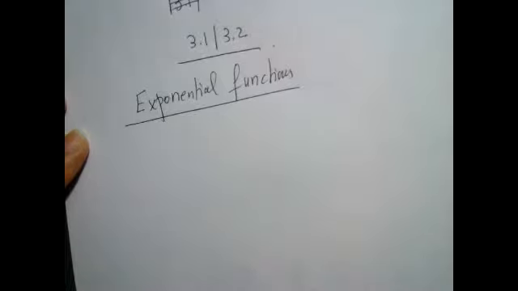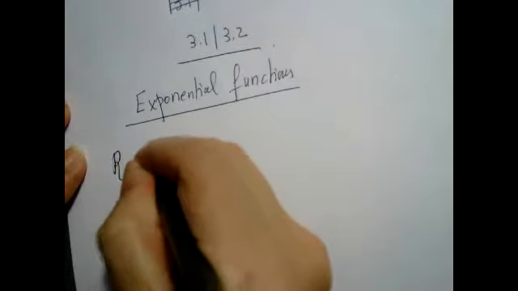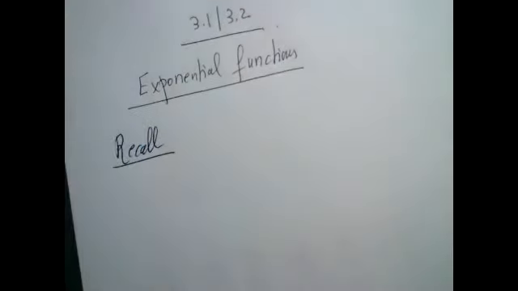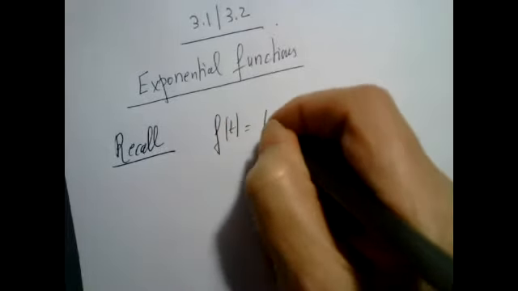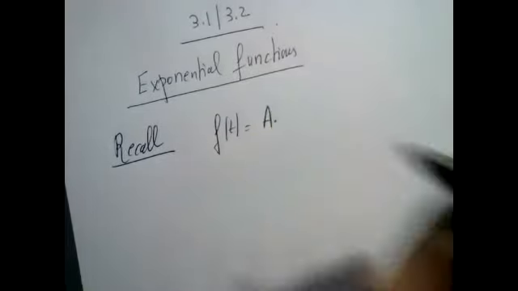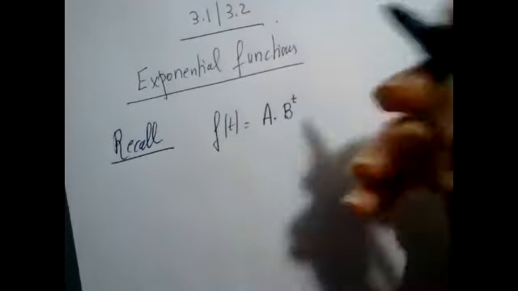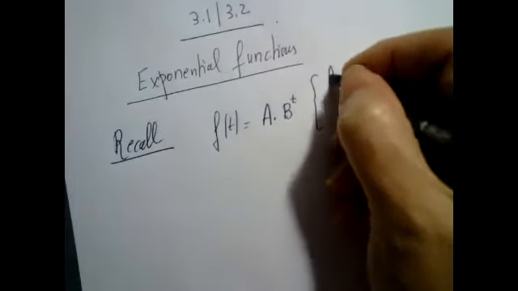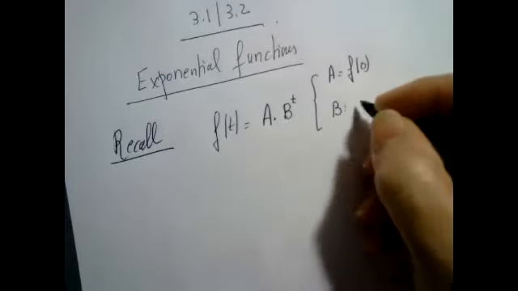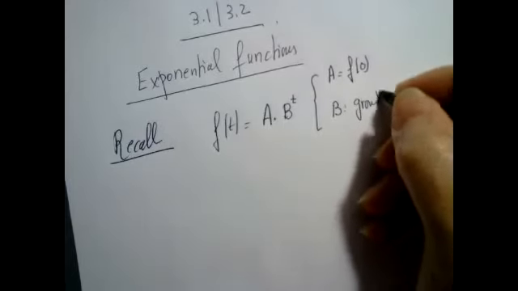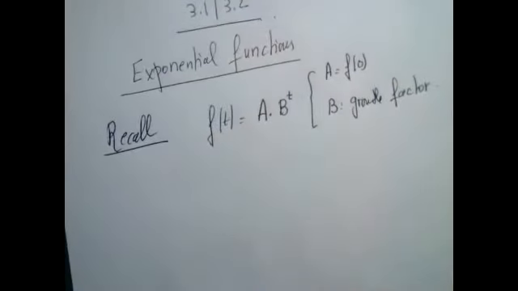Right. First, let us recall what their form is. It means how they look like. So their form is a constant a, which is your initial value, times b to the t. So that's how they look like. And a is what we call the initial value, and b is what we call the growth factor. That's what an exponential function is.